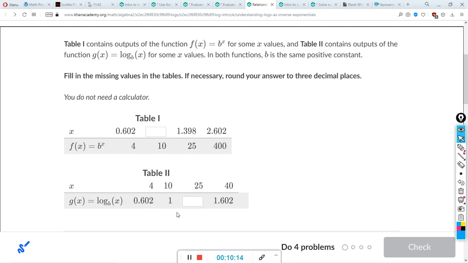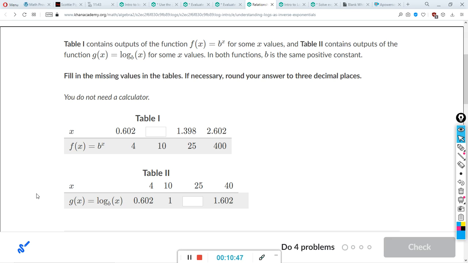Alright, so for the tables, this is actually very easy. They're saying in the first table, they're plugging in x. They're plugging in the exponent right here. Okay, and we don't know what b is, but whatever they plug in for x, they get an answer, f of x. And when you take the log of x, you're just reversing the x and the y.